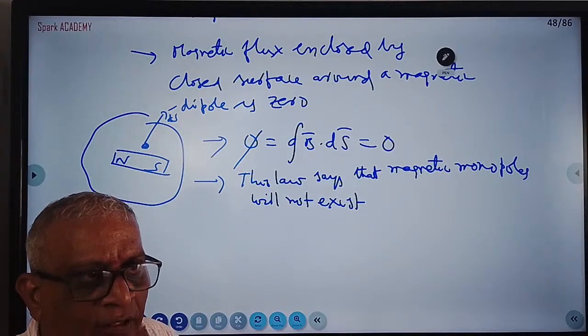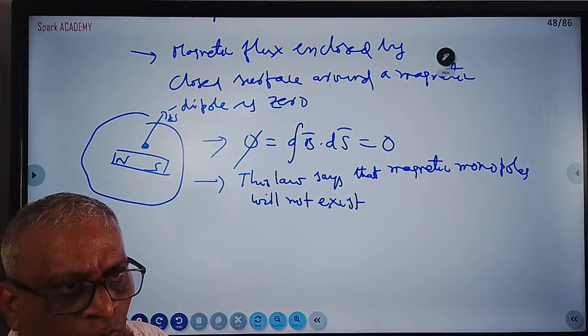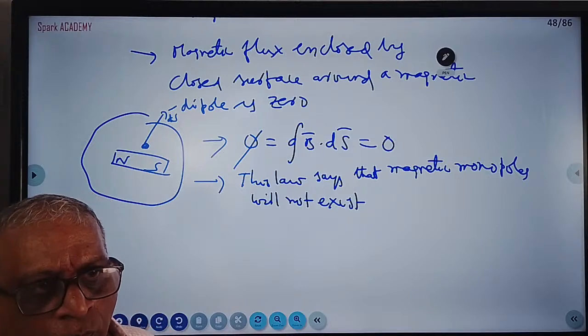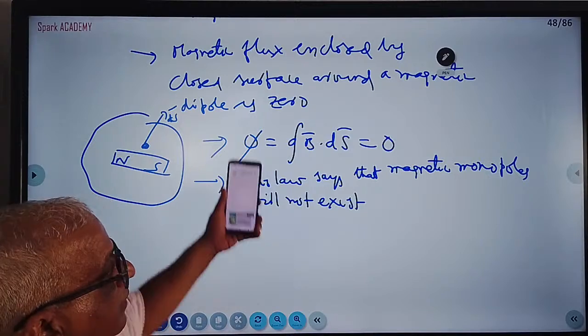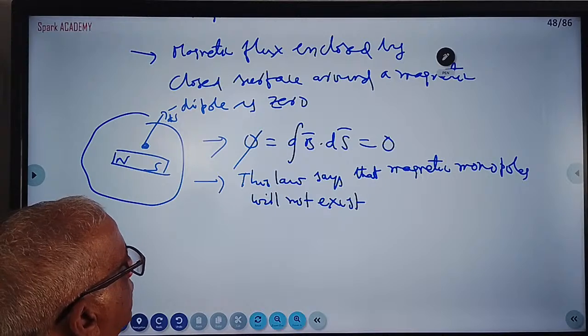One more question is there. Outside the magnet, lines will run from north to south. Inside the magnet, they run from south to north. That's why magnet lines of force are closed loops. You can't separate the north pole separately, south pole separately. That is the importance of Gauss law in magnetism. Flux around the magnet dipole is 0.